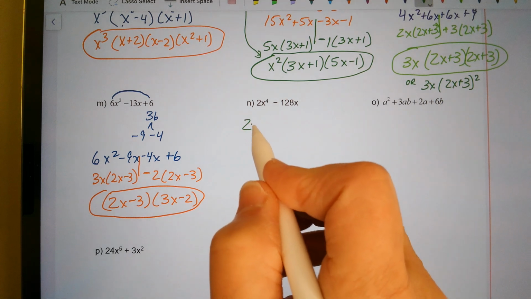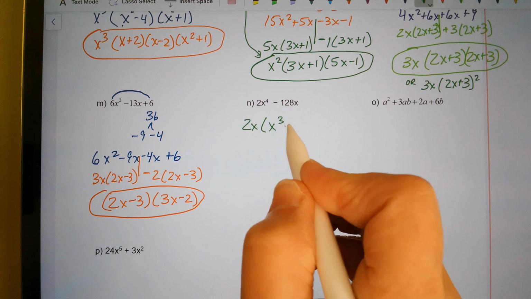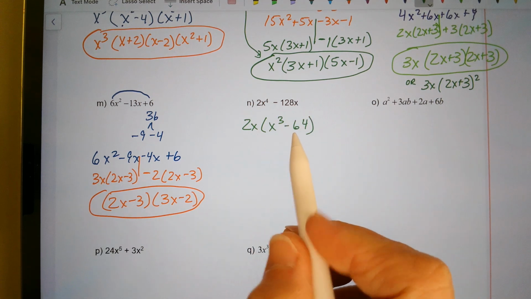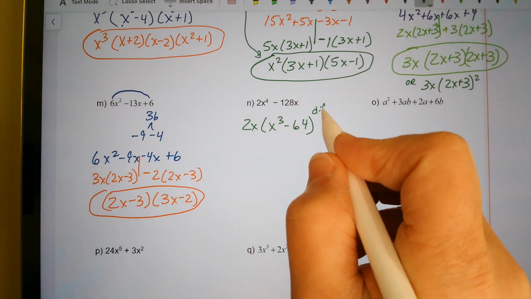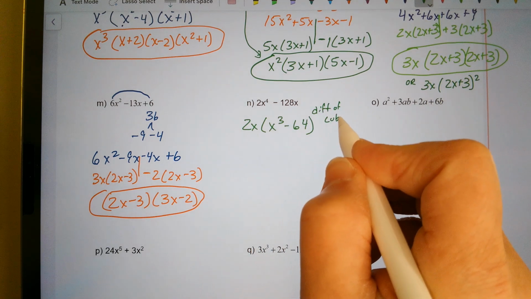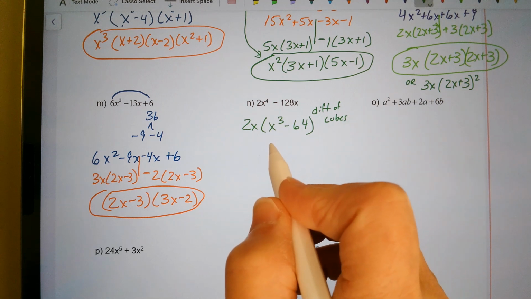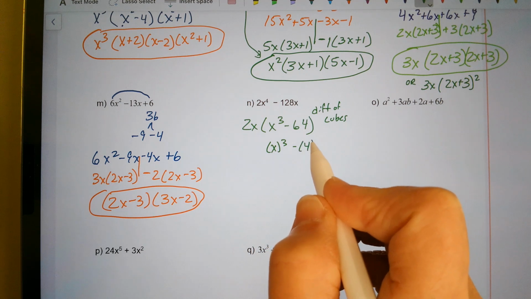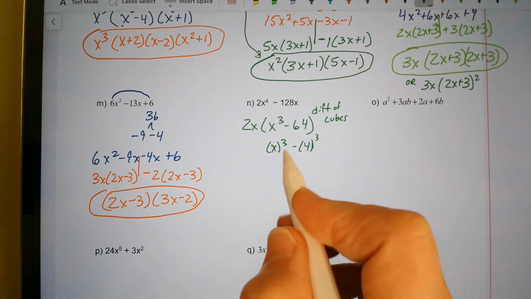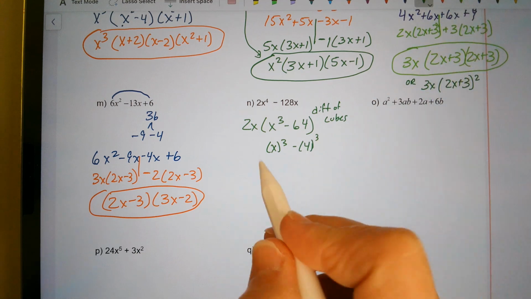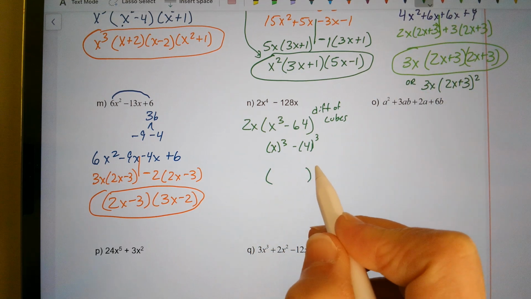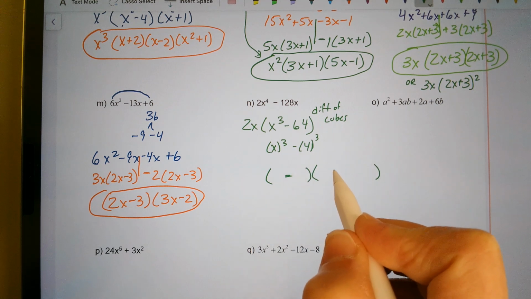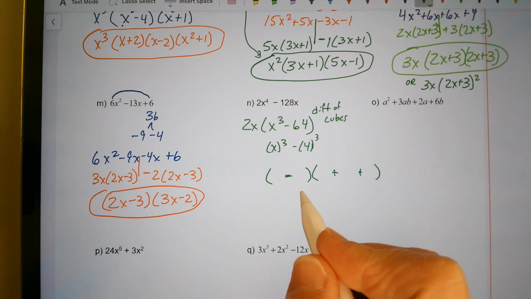GCF 2x, x cubed minus 64. Difference of perfect cubes. Right, this is x cubed minus 4 cubed. So this is going to factor into a binomial and a trinomial. Remember, the signs go same, opposite, always plus.